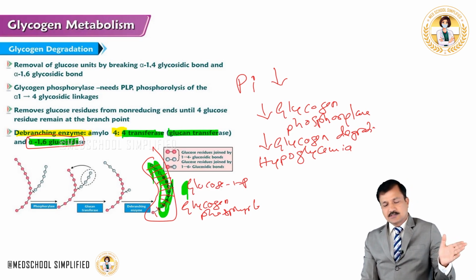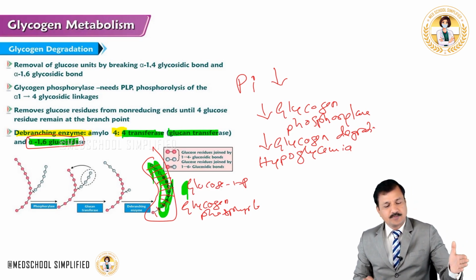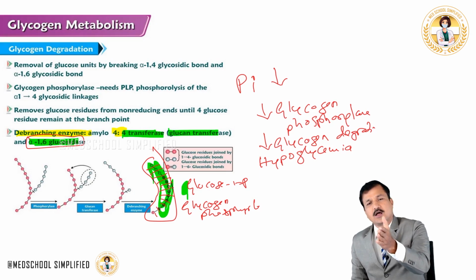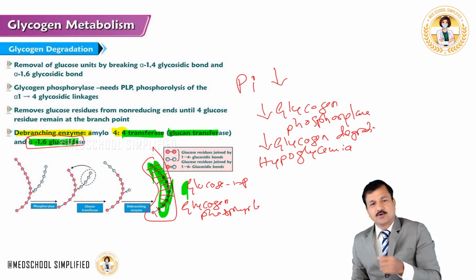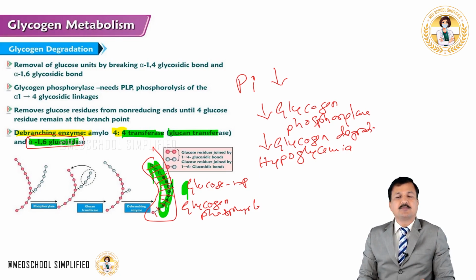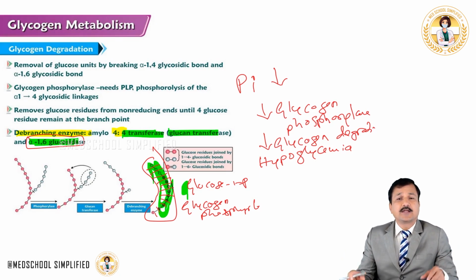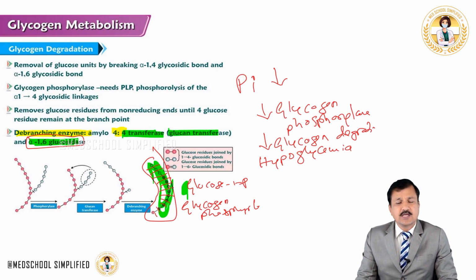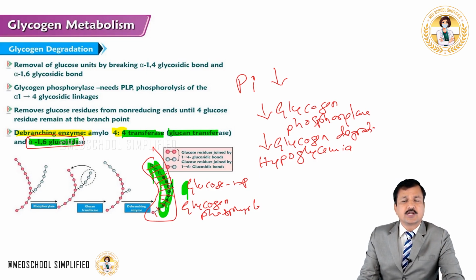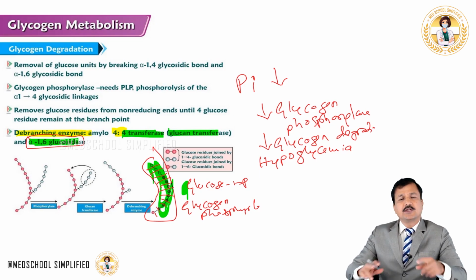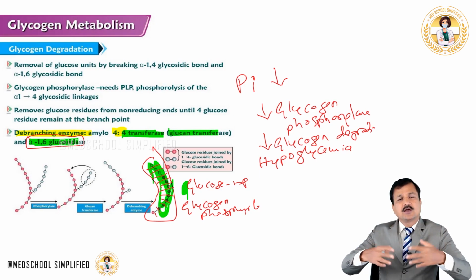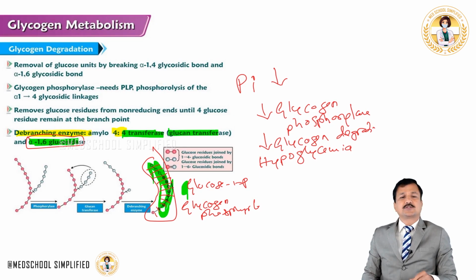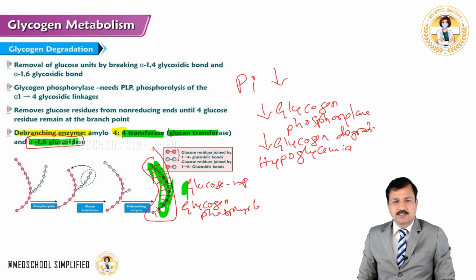So if sufficient time is allowed, like if a person is fasting for almost 24 hours or more than 24 hours, the entire glycogen will be degraded all the way until glycogenin. That's a complete degradation of glycogen. But usually, on a day-to-day basis, there will be only partial degradation of glycogen, and that partially degraded glycogen can be replenished, rebuilt again by glycogen synthase and branching enzyme.